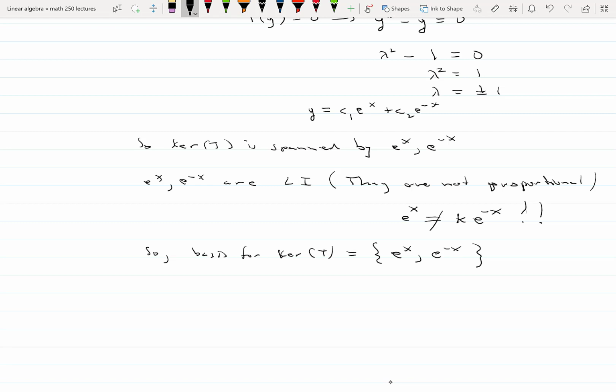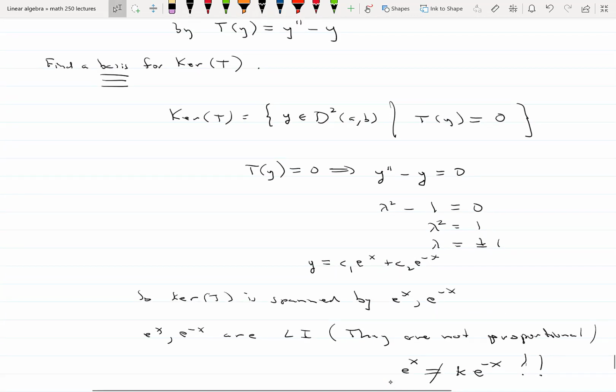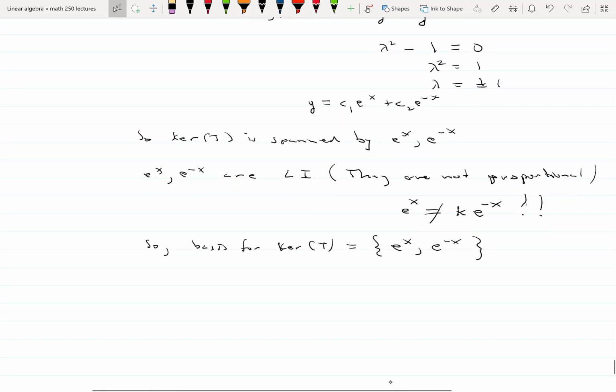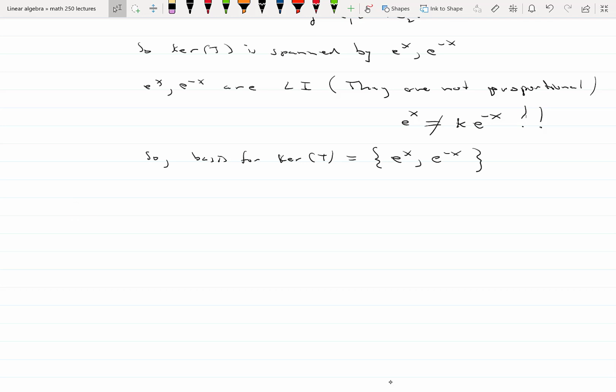Don't get lost in the specific examples here. The kernel of a linear transformation is nothing more than everything that gets sent to 0. So in this case, something sent to 0 means the function, when you take a second derivative and subtract y, you get 0, and that's a differential equation. So a basis for this kernel, because of our work with differential equations, is just e to the x and e to the negative x.